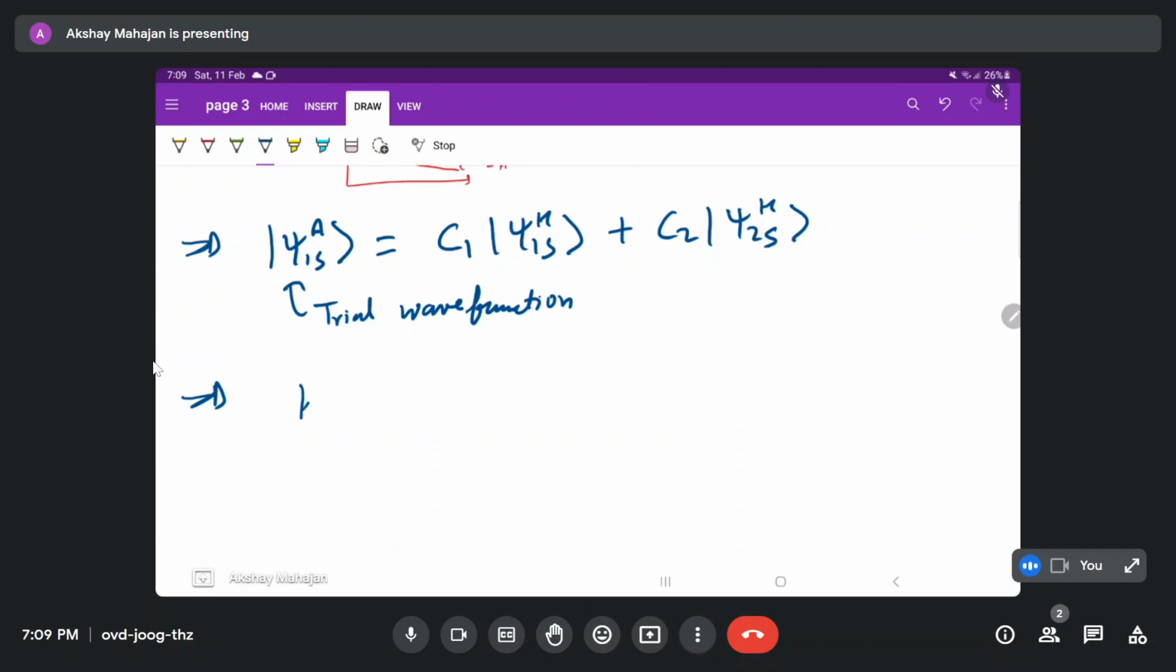Now, if you remember, we have to find this Hamiltonian matrix.